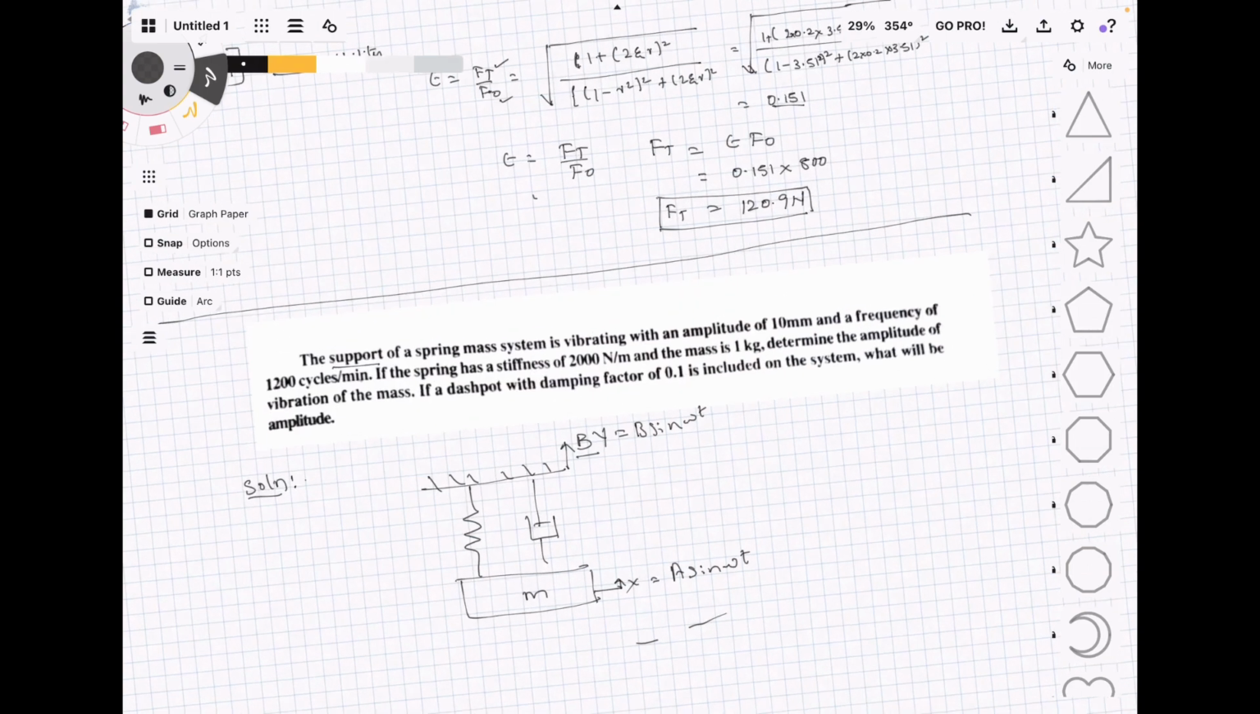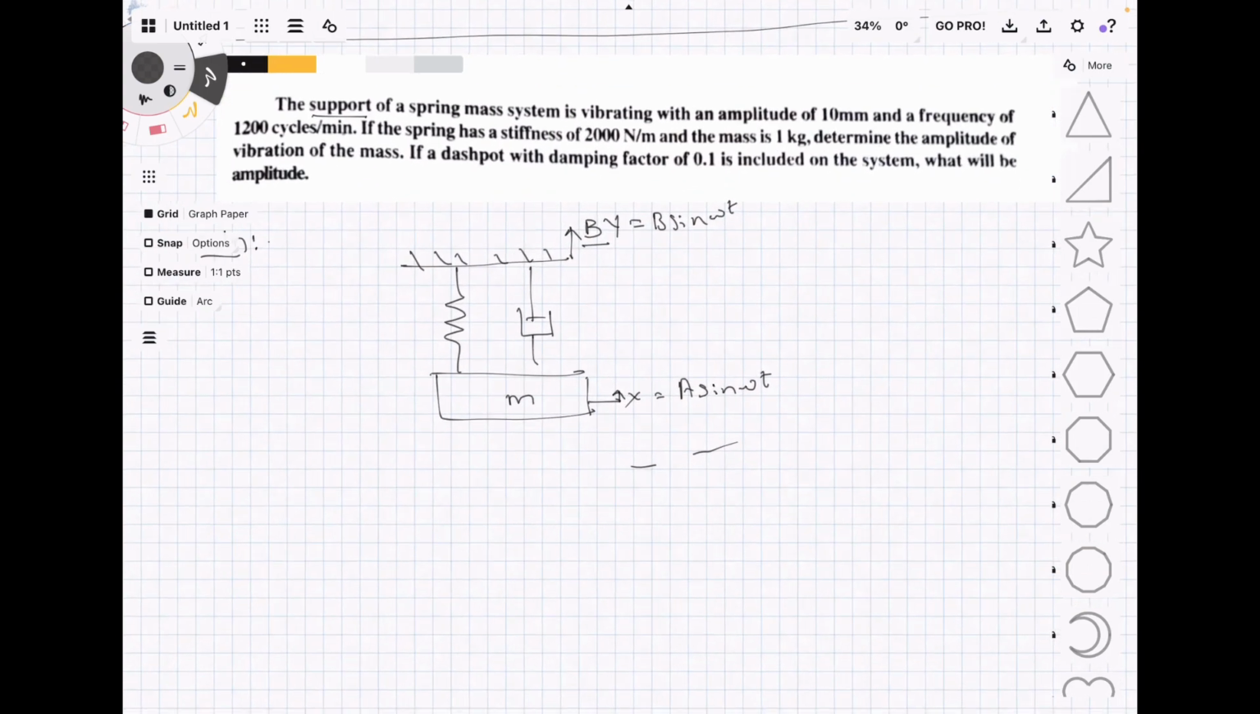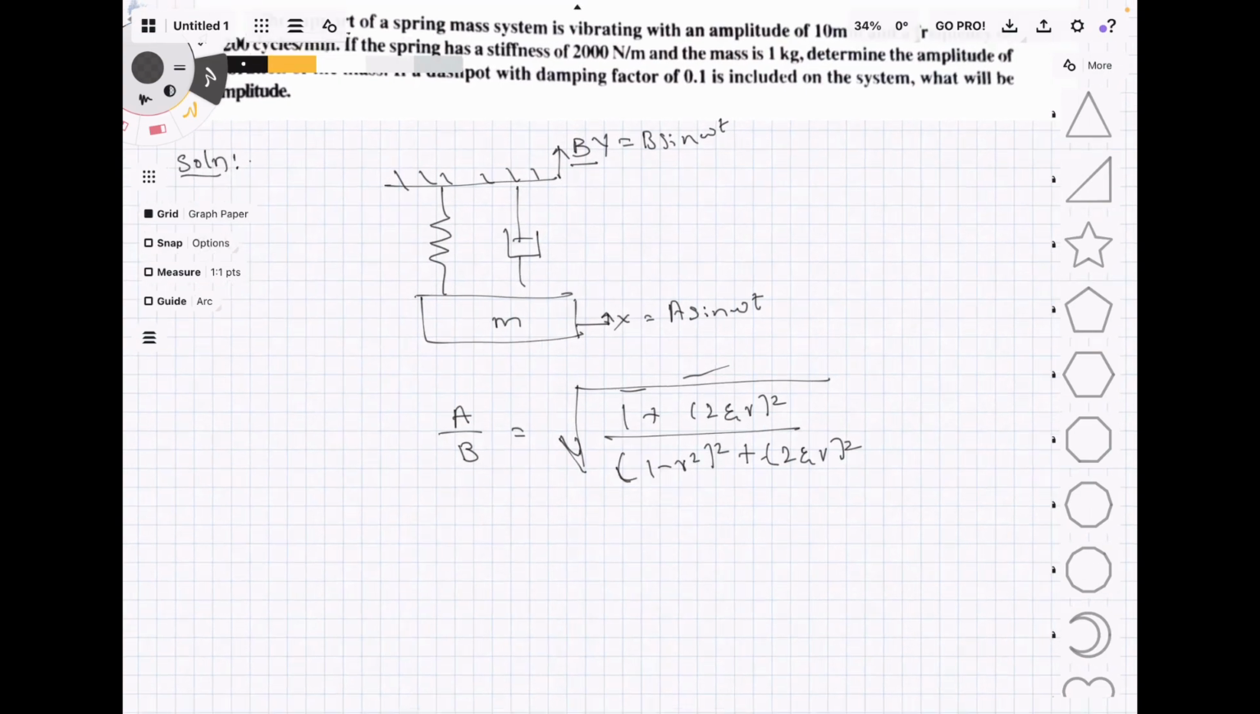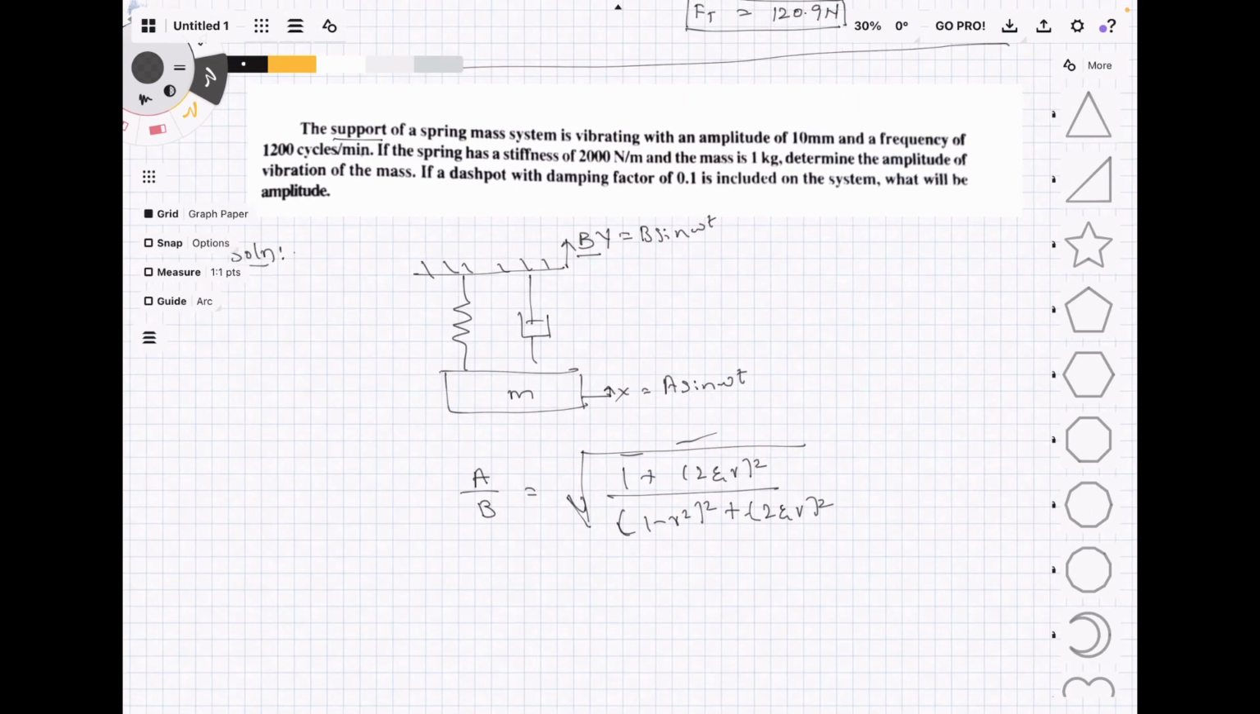In this case we have the formula: a by b is equal to the square root of (1 plus (2 zeta r) the whole square) divided by ((1 minus r square) the whole square plus (2 zeta r) the whole square). Now what he has asked is to determine the amplitude of the vibrating mass, which means I need to get the value of A.